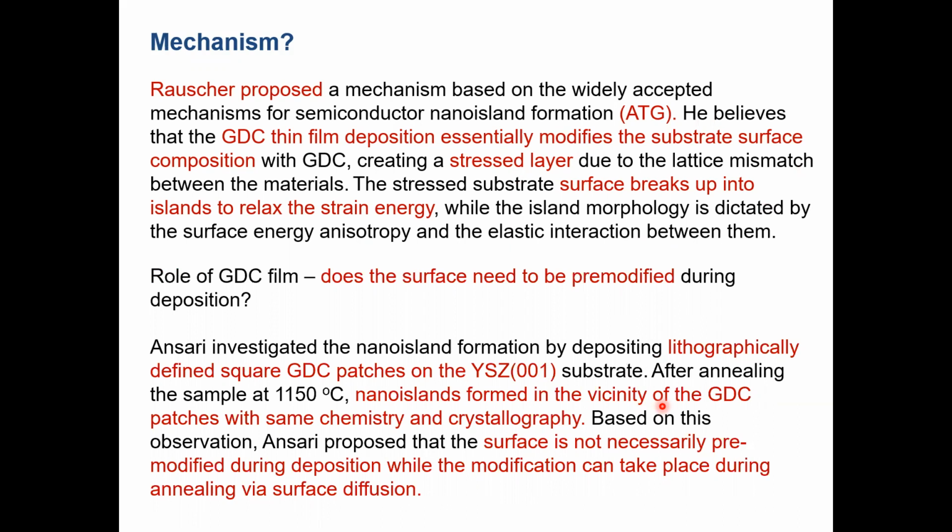Then Ansari, who instead of a thin film, deposited GDC by lithographic patch. So instead of putting a blanket film, he created lithographic patches that I'll show you, and then deposited GDC there. And then did the heat treatment around 1150 degrees C, and he saw that these nano-islands are forming using that lithographic patch as a source, and it spreads by surface diffusion.